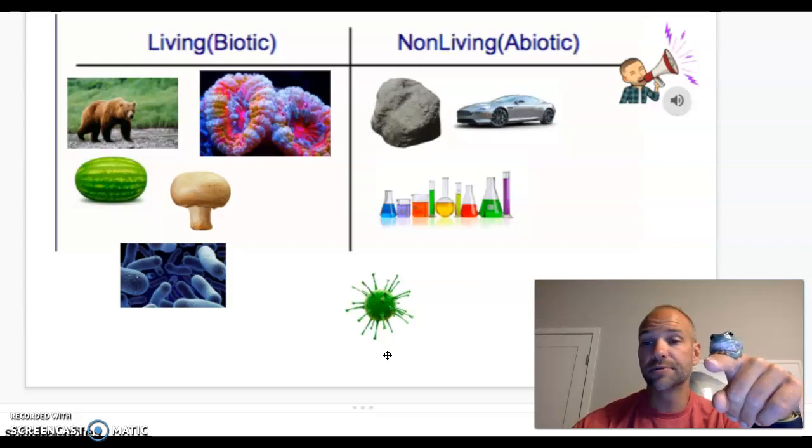It doesn't use energy either. So in a sense, it's kind of like a car, except it doesn't even have fuel and it doesn't move. It doesn't run on anything. Okay? It doesn't do any of that.